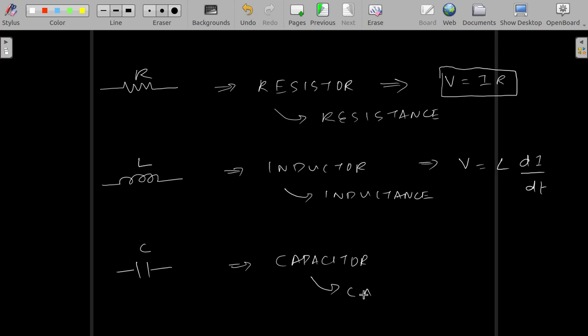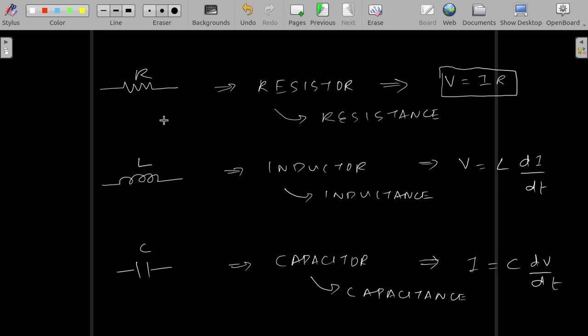A capacitor is anything that exhibits the property of capacitance. And the current voltage relationship here is I equal to C dV by dt. So we will be dealing with inductors and capacitors later. First we will be dealing with resistors almost exclusively.